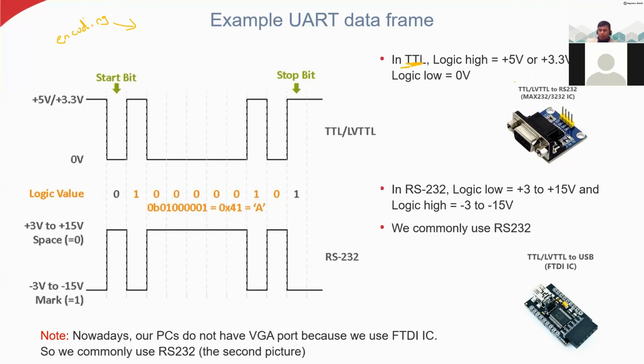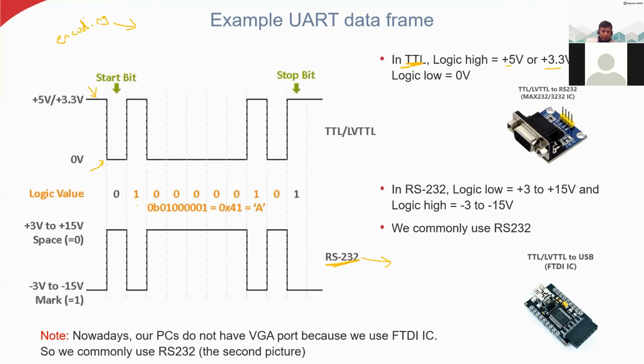transistor logic. Here we are representing plus 5 volt or plus 3.3 volt. You see here, plus 5 or plus 3.3 is logic 1, and 0 volt is logic 0. That is represented in this TTL logic. And we have another logic called RS232. The most commonly used serial data communication is RS232.